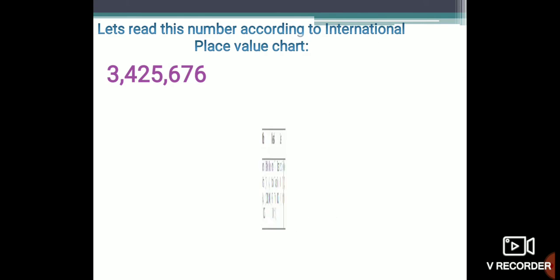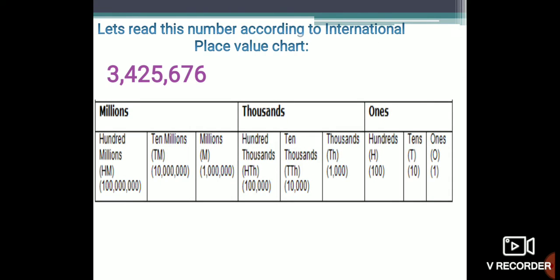Let's read this number according to the international place value chart: 3425676. We will use our international place value chart. We will start placing the number: 6, 7, 6, 5, 2, 4, 3. Now I can read it very easily: 3,425,676.